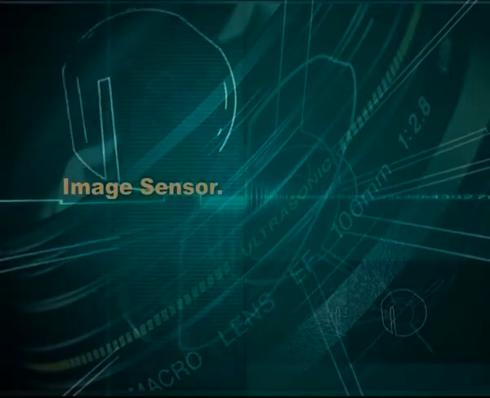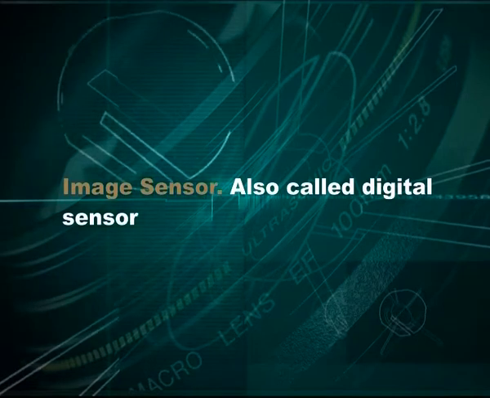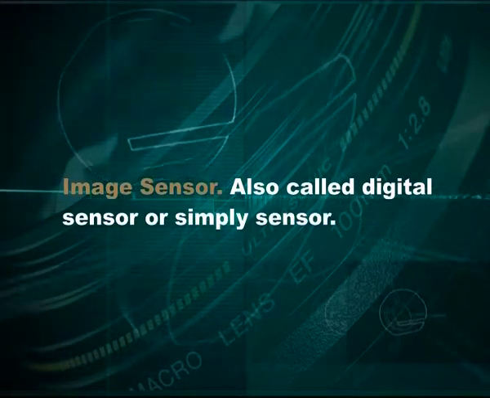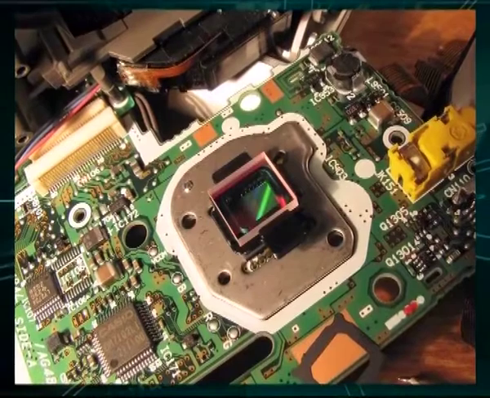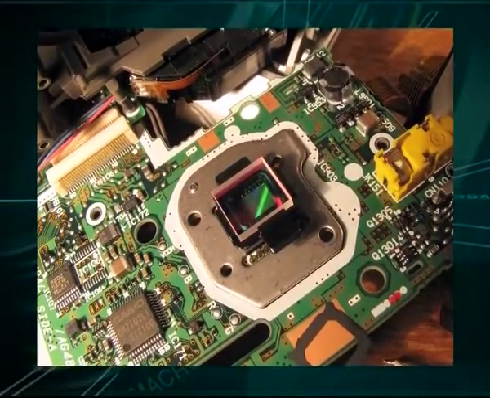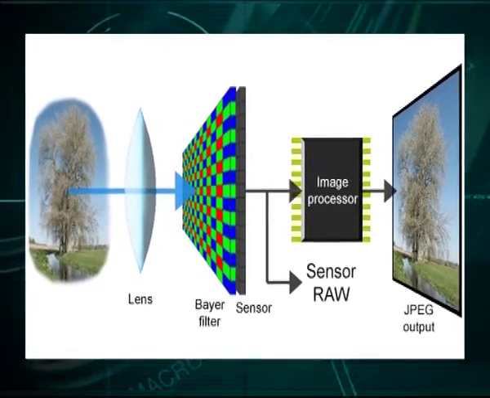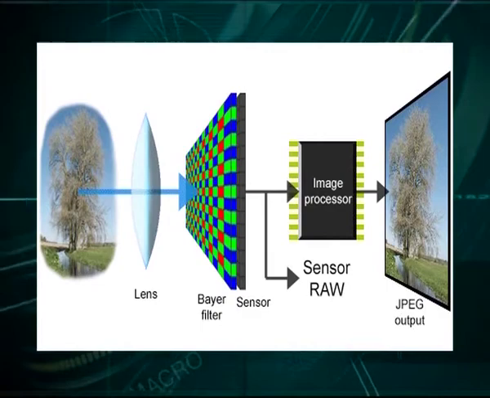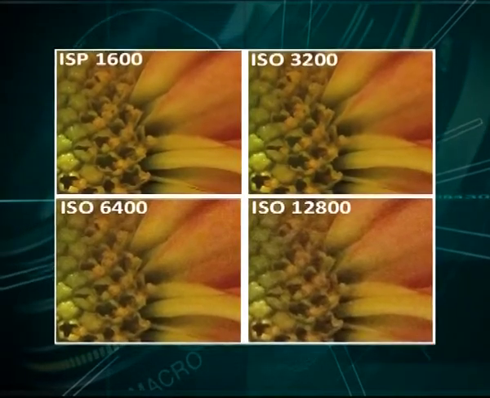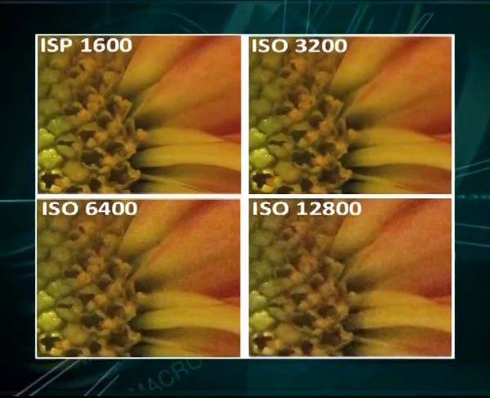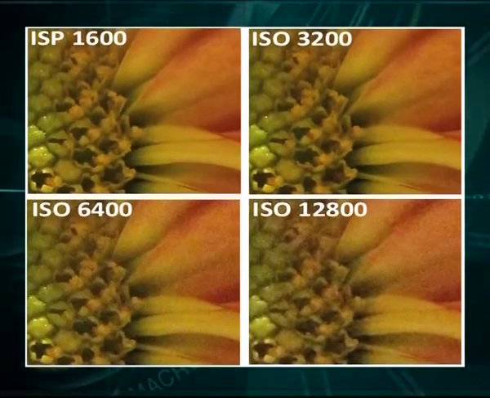In today's digital cameras, the component that decides the sensitivity is the image sensor, also called digital sensor or simply sensor. This is one of the most expensive parts in a camera. It converts the light that falls on it into electrical signals to create an image. The higher ISO number cameras can capture images even in dim light without a flash. This is not so in the case of cameras with low ISO numbers.